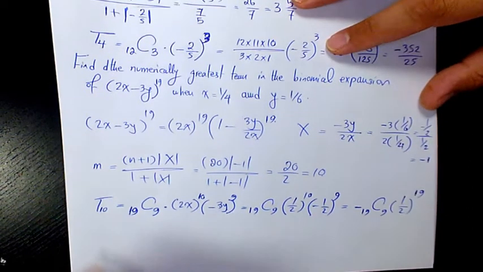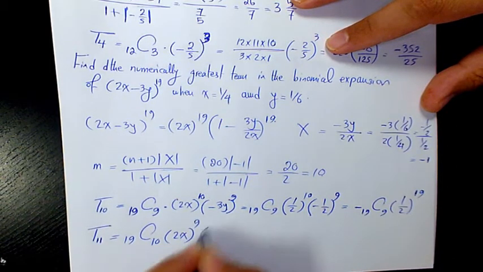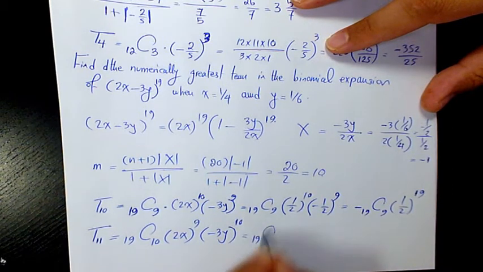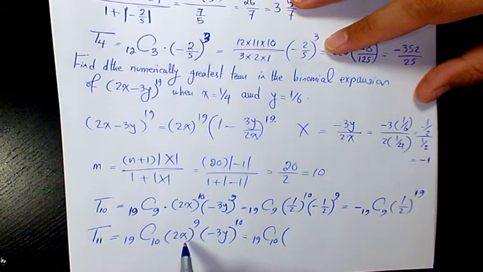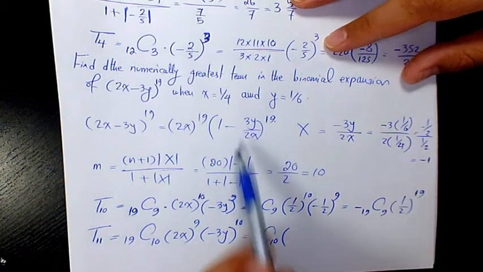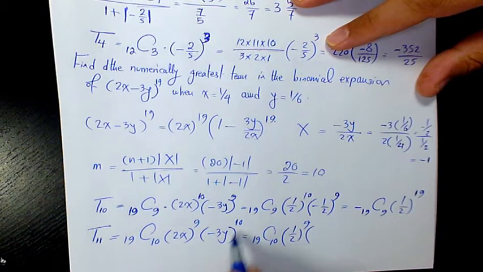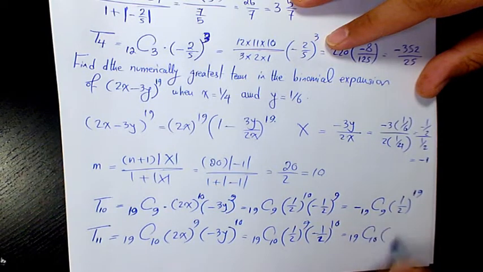Now we can do the same thing with T11. 19C10, (2x)^9, (-3y)^10. 19C10. 2 times x, x is 1/4, is going to be (1/2)^9. Negative 3 times 1/6 is going to be (-1/2)^10. This time it is going to be positive, so that's 19C10 times (1/2)^19.